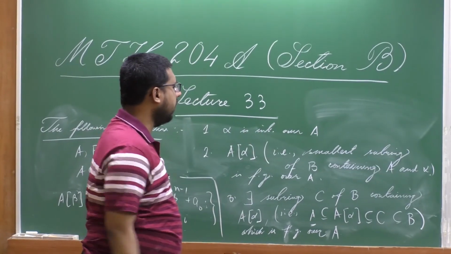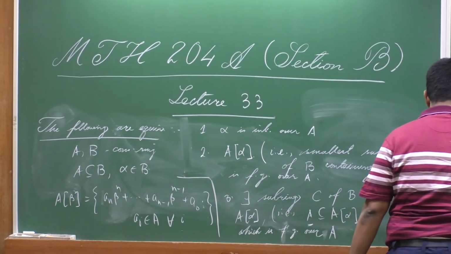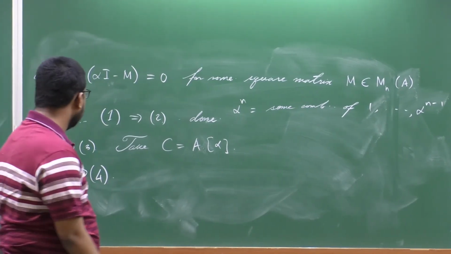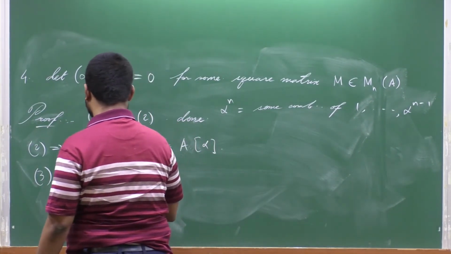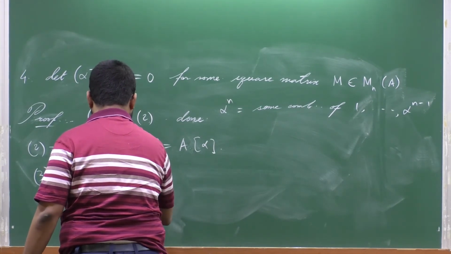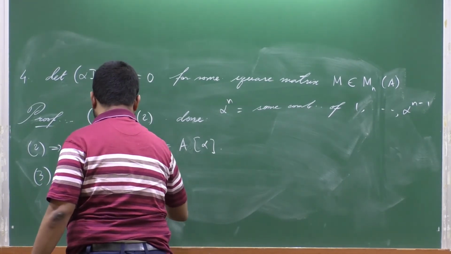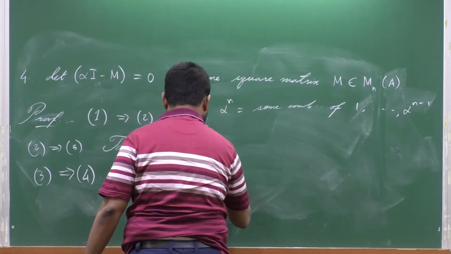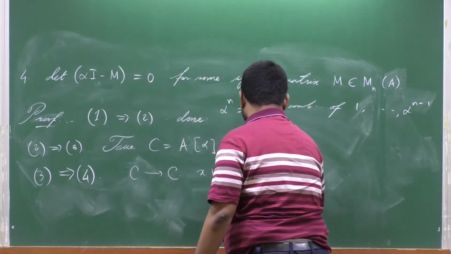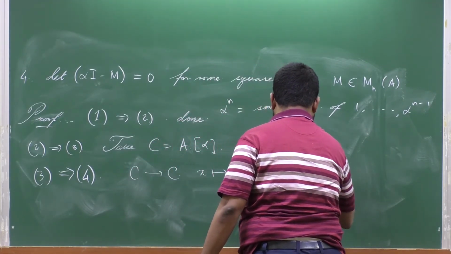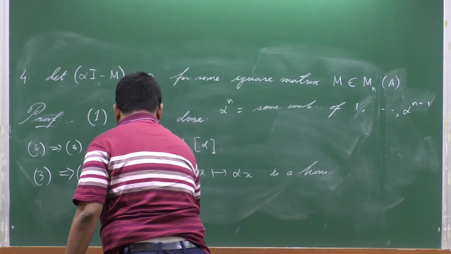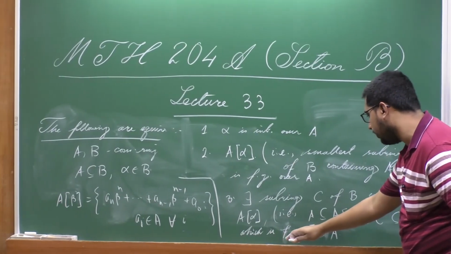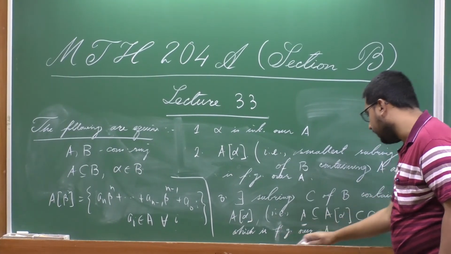Now we have to prove 3 implies 4. So, we consider this map from C to C, the homomorphism sending each x to alpha x. This is a homomorphism, right. Now, by hypothesis, C is finitely generated over A.